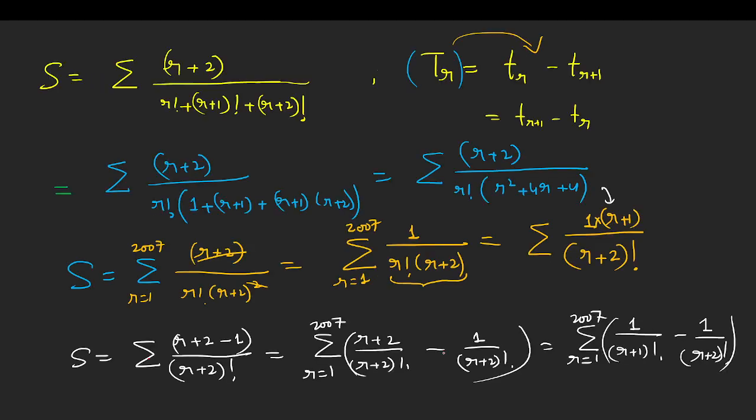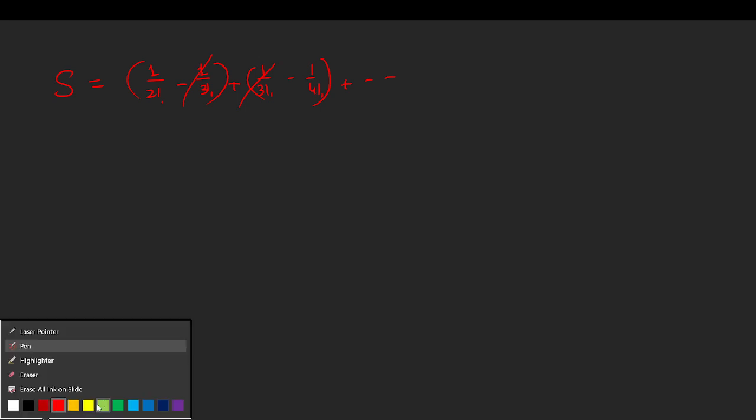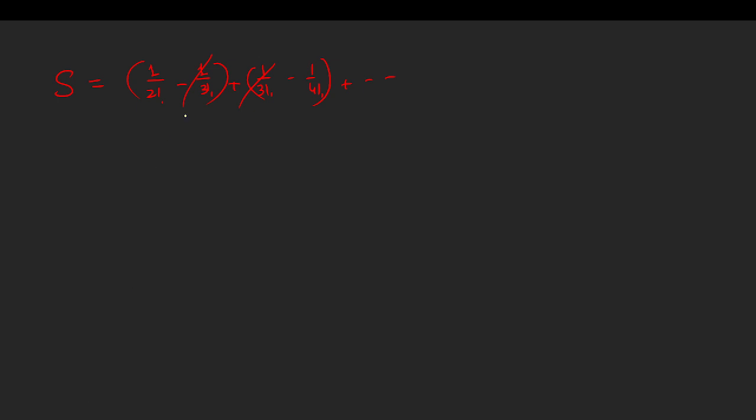Okay, so now start with r equal to 1. So what do we get? We get 1 by 2 factorial minus 1 by 3 factorial, and similarly when r is 2, 1 by 3 factorial minus 1 by 4 factorial, and so on and so on. The first term gets cancelled as 1 by 3 factorial. That means we are going to be left over with this term.